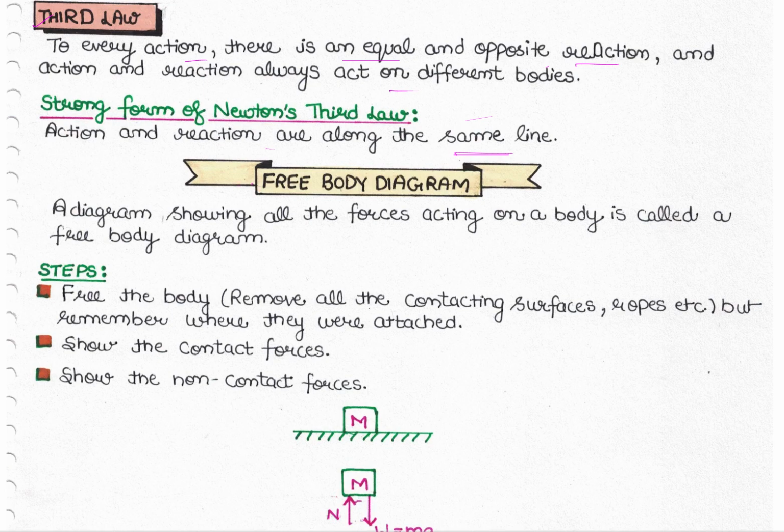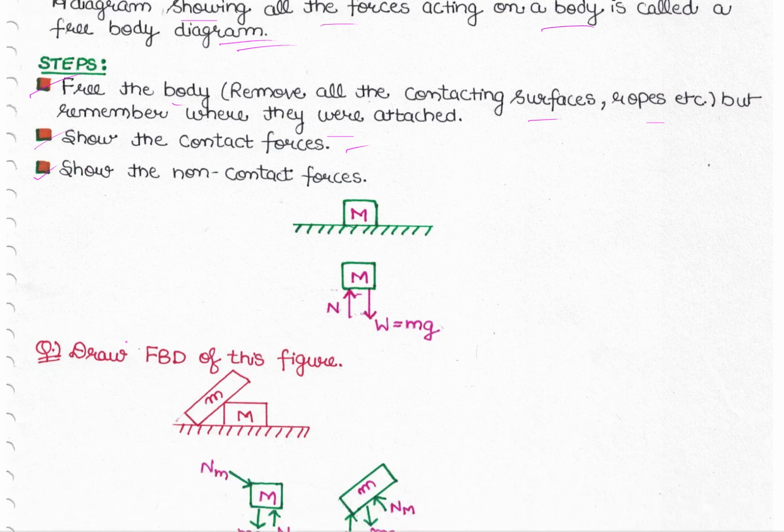Now we are talking about free body diagram, or FBD. A diagram showing all the forces acting on a body is called a free body diagram. And how to draw it? Steps: Step 1, free the body, that is, remove all the contacting forces or ropes etc., but remember where they were attached. Step 2, show the contact forces. Step 3, show the non-contact forces.